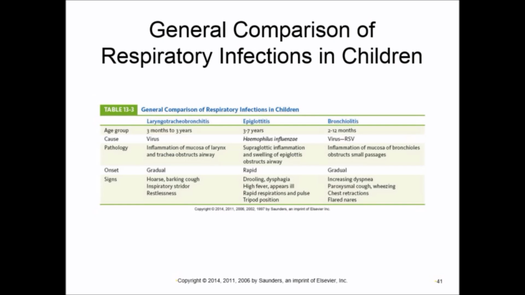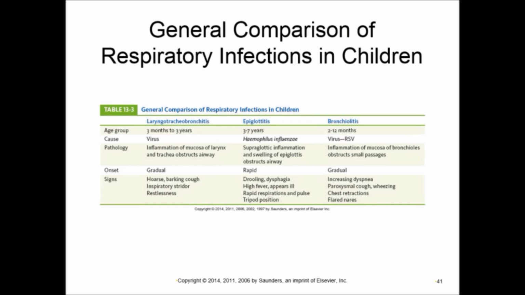It usually affects younger kids. This is less than a year. This is from 3 months to a year. This is older kids, epiglottitis, 3 to 7 years, older kids. Virus, this is Haemophilus influenzae. So this is something different. This is bacteria. And bronchiolitis is usually virus, RSV specifically. Okay? Pathology, inflammation of the mucosa in these 3 areas that we talked about.